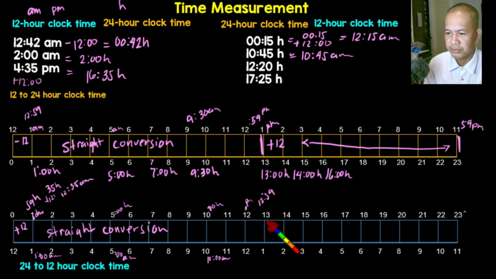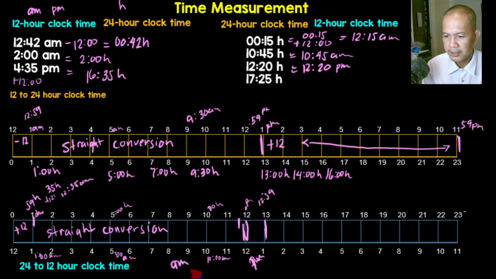Here, from 12 to 12:59, we have the same straight conversion, but we're going to put p.m. For example, 12:20 hours, we just copy it, 12:20, and we put p.m. So from here to here, that is straight conversion, but it is p.m., not a.m. And from here to here, we do straight conversion and we put a.m.